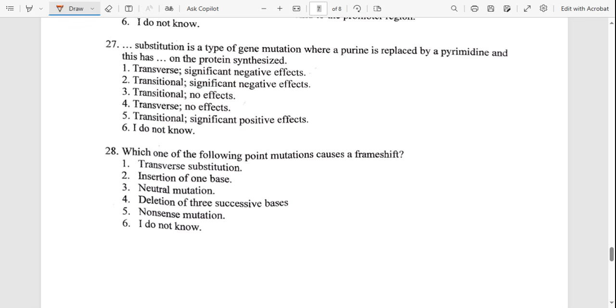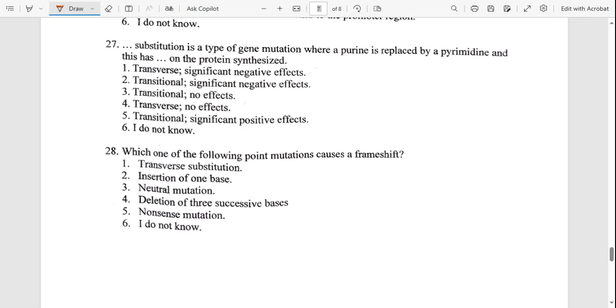So let's answer the questions that are remaining. The question is saying, dash substitution is a type of gene mutation where the purine is replaced by pyrimidine, and this has a dash on the protein synthesized. What is really happening in that case? What type of mutation is that?